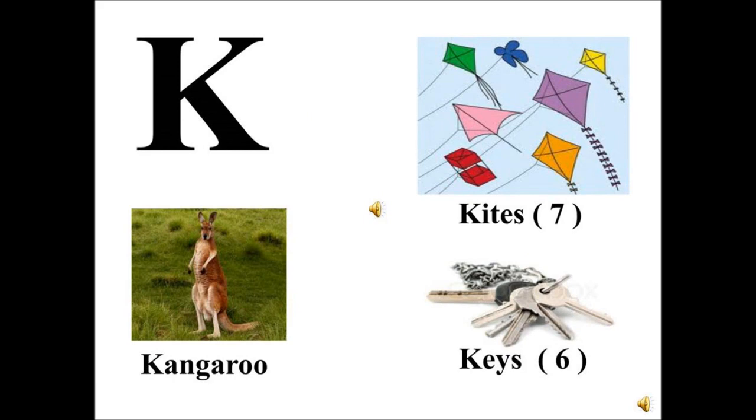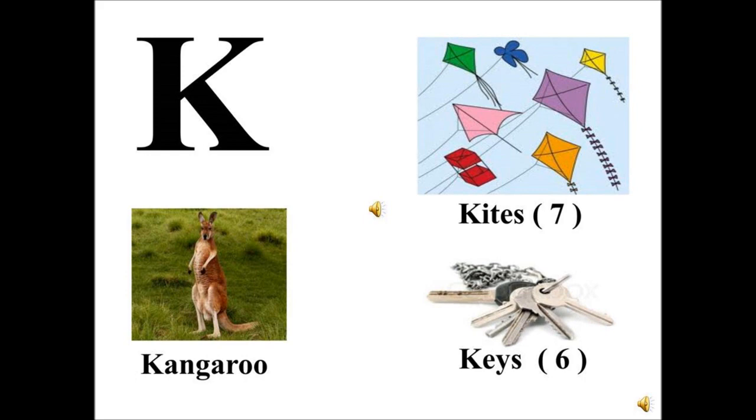What is that alphabet letter? Yes, that's the alphabet letter K. K. What is the sound for the alphabet letter K? K. K. These are K words. Kites, kangaroo, keys. These are K words.